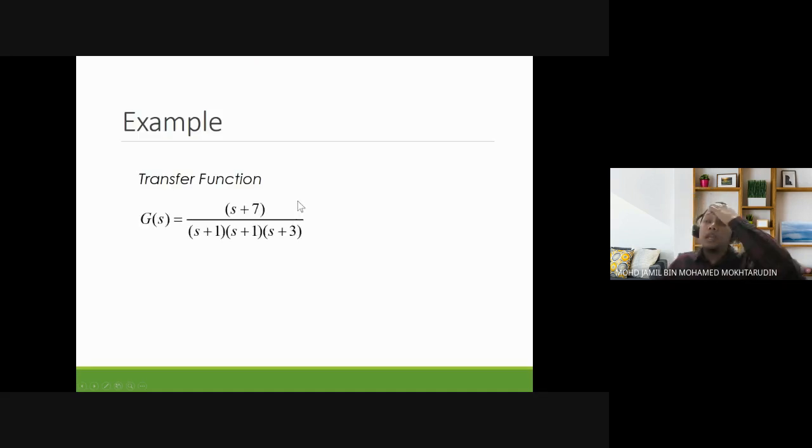Okay, so let's look at another example. Let's say you have this transfer function, s plus 7 divided by s plus 1 times s plus 1 times s plus 3. So the zero is minus 7. The zero is when the numerator equals 0, so s equals minus 7.